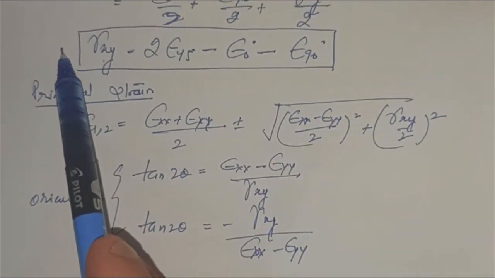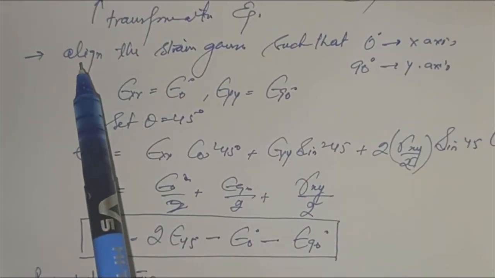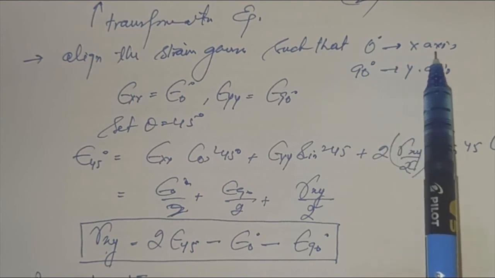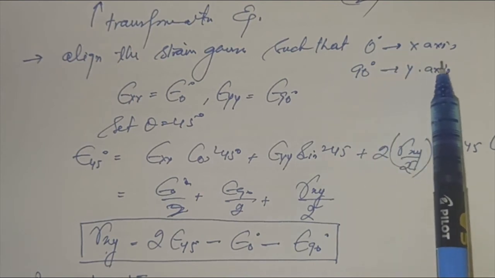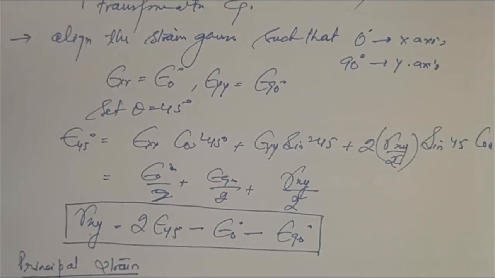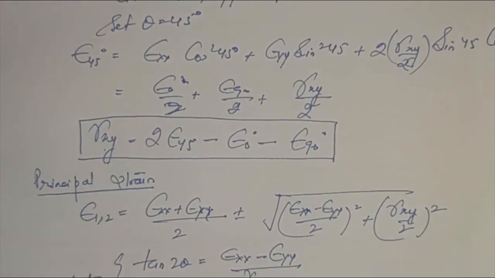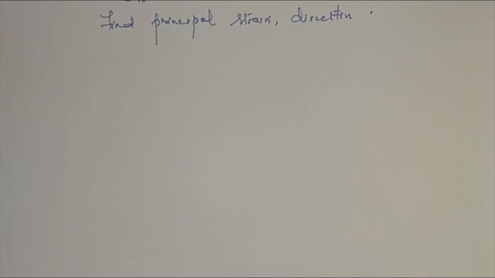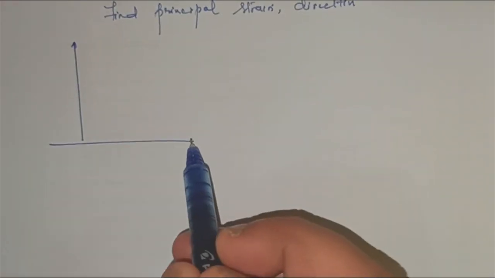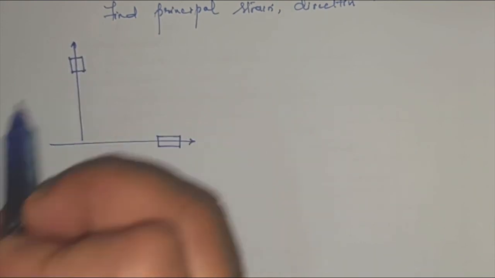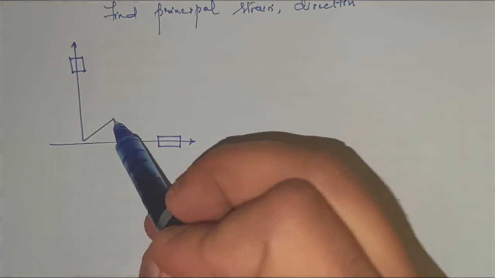But what I said earlier, I said align the strain gauge such that 0 axis is along the x-axis and 90 degree values along the y-axis. If you do this, it becomes very easy to use this expression and obtain the shear value. So that's what we're going to do in this. We'll put the expressions like this and put the strain values like this.